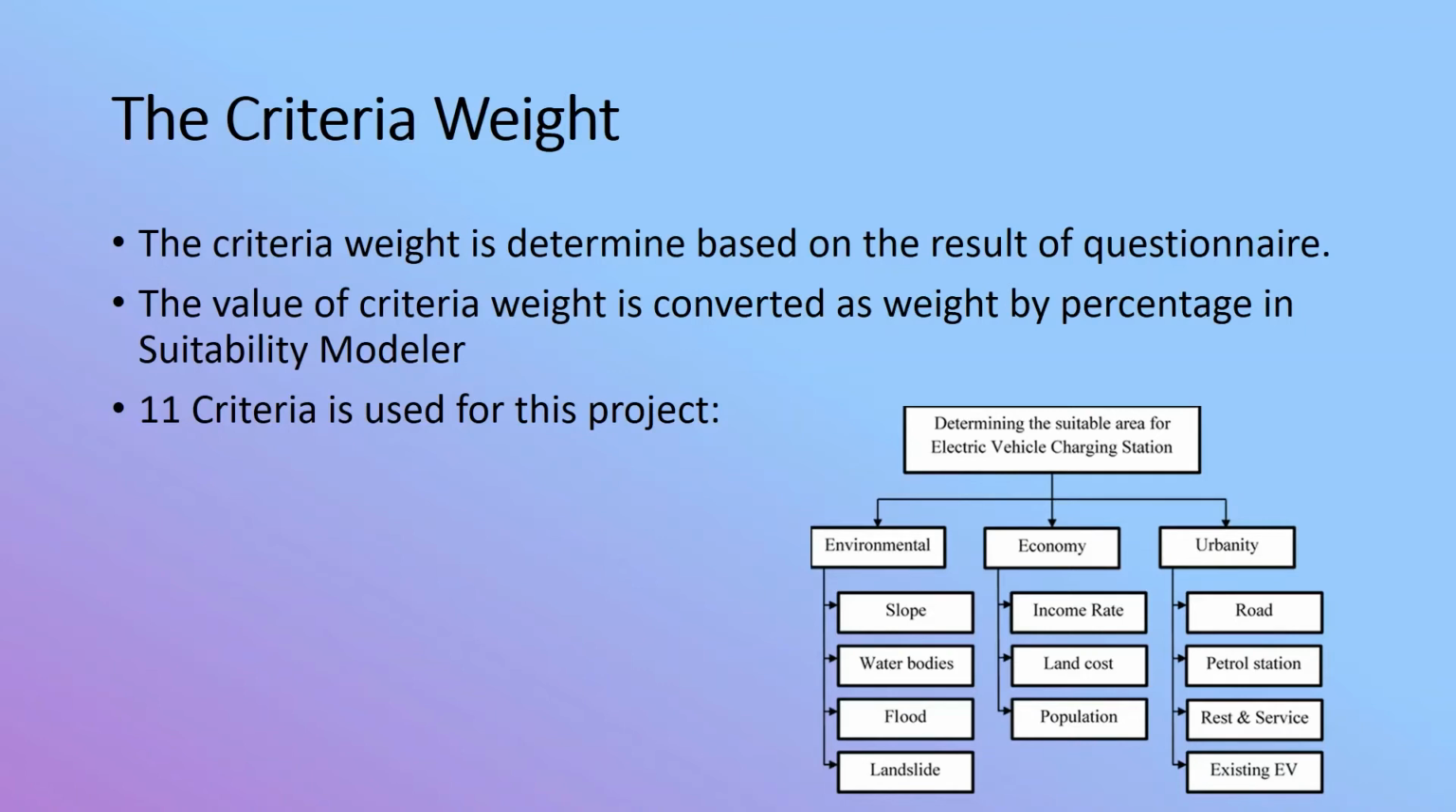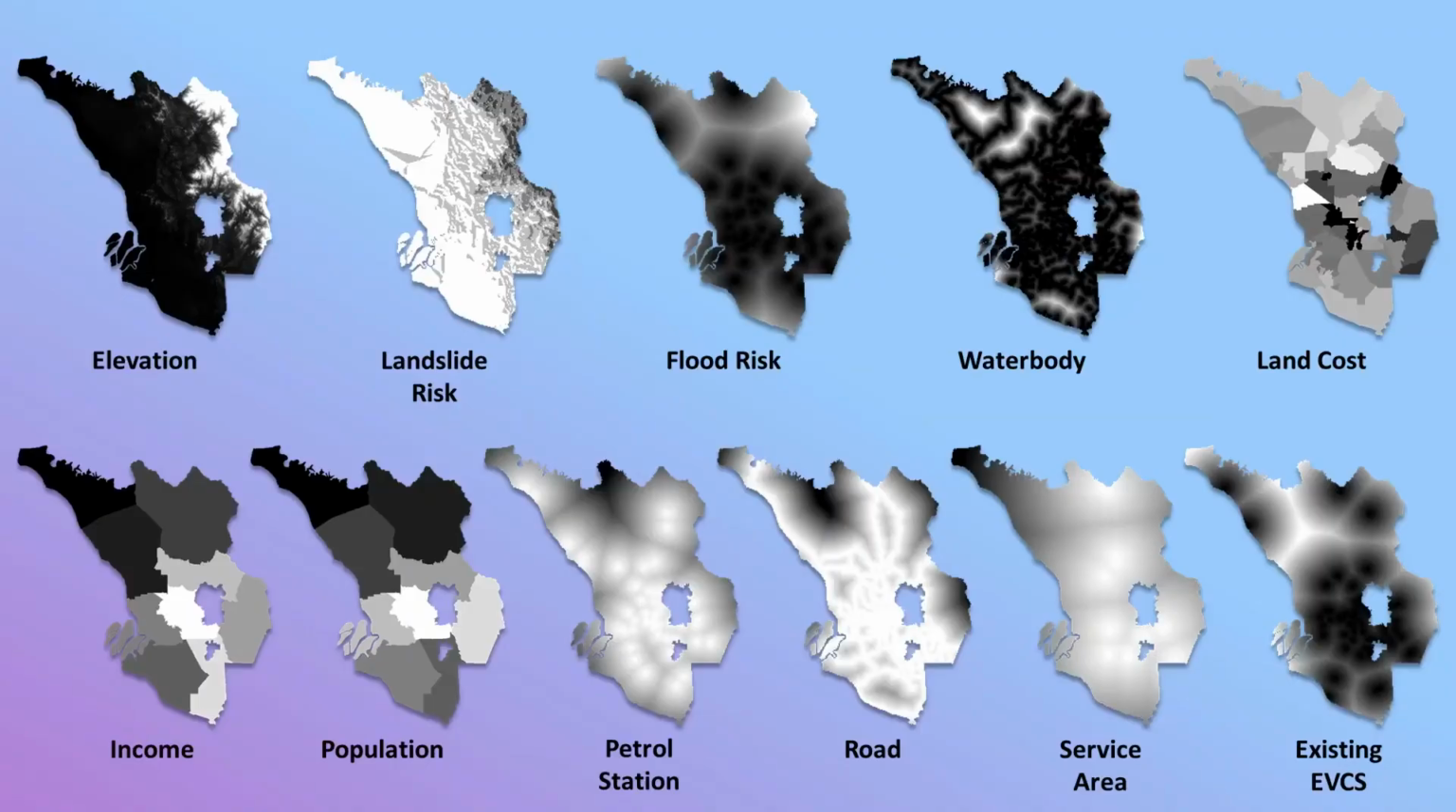And then economy consists of economic income rate, land cost, and population. For the urbanity, it consists of road, petrol station, rest and service area, and existing EV charging station. These are the 11 criteria layers that have been prepared for the next process in the suitability modeler, in which the layers will be added into the suitability model in ArcGIS Pro.